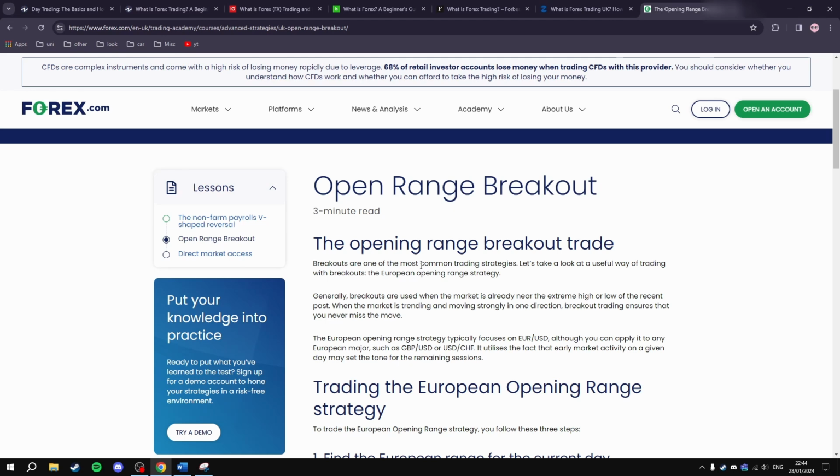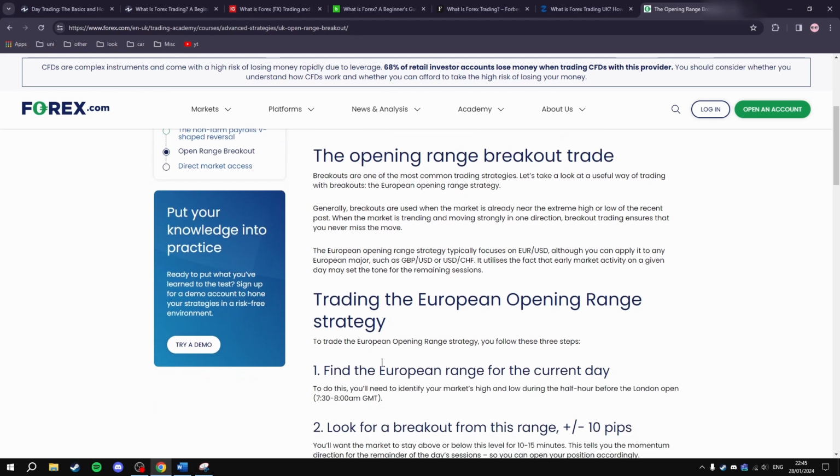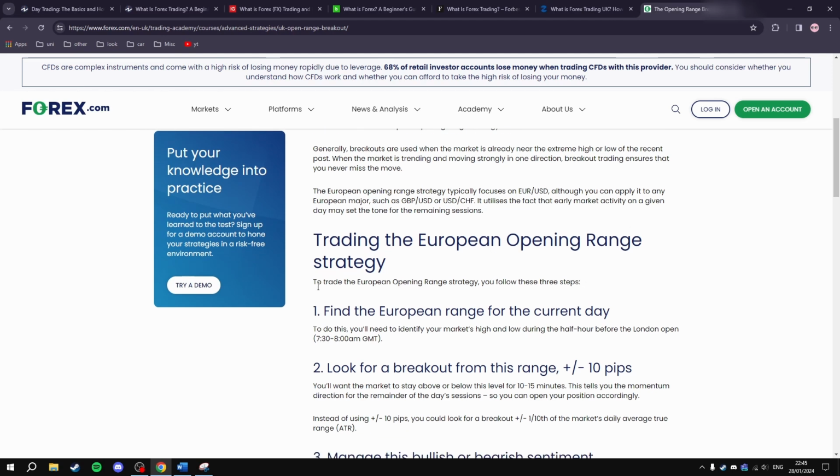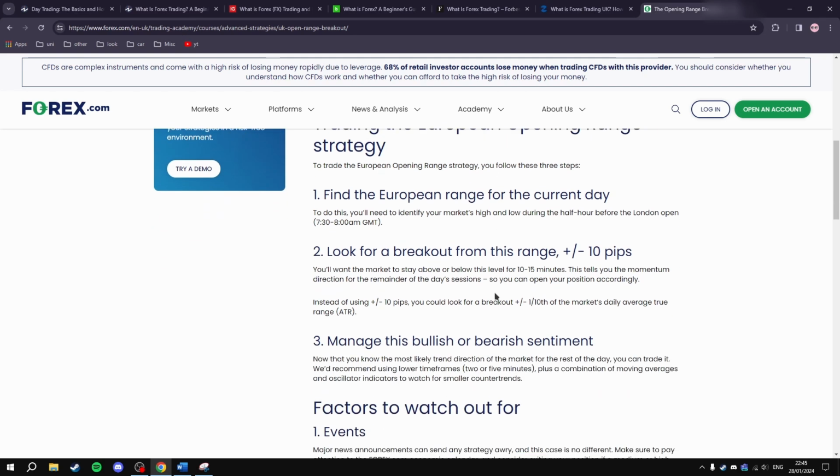The European opening range strategy typically focuses on EUR/USD, although you can apply it to any European major such as GBP/USD or USD/CHF. It utilizes the fact that early market activity on a given day may set the tone for the remaining sessions. Trading the European opening range strategy. To trade the European opening range strategy, you follow these 3 steps.